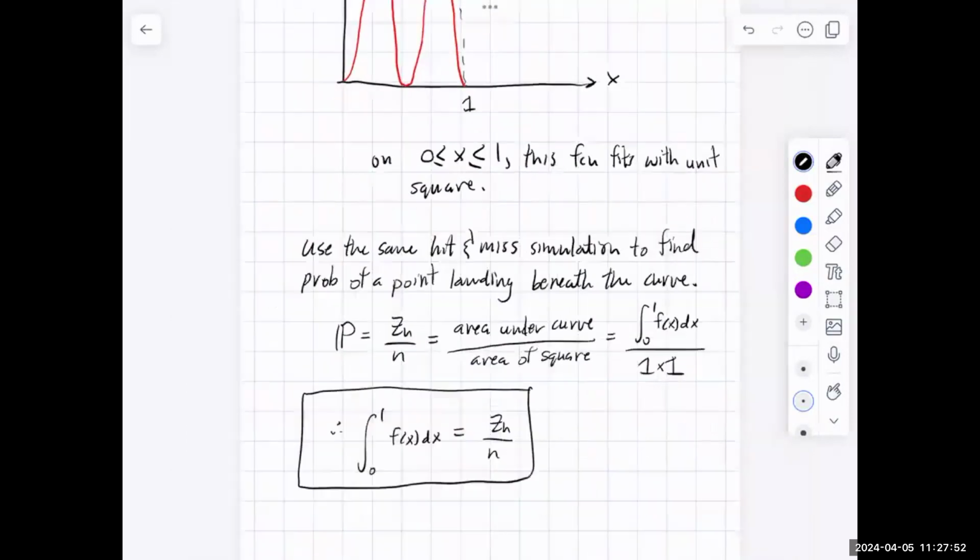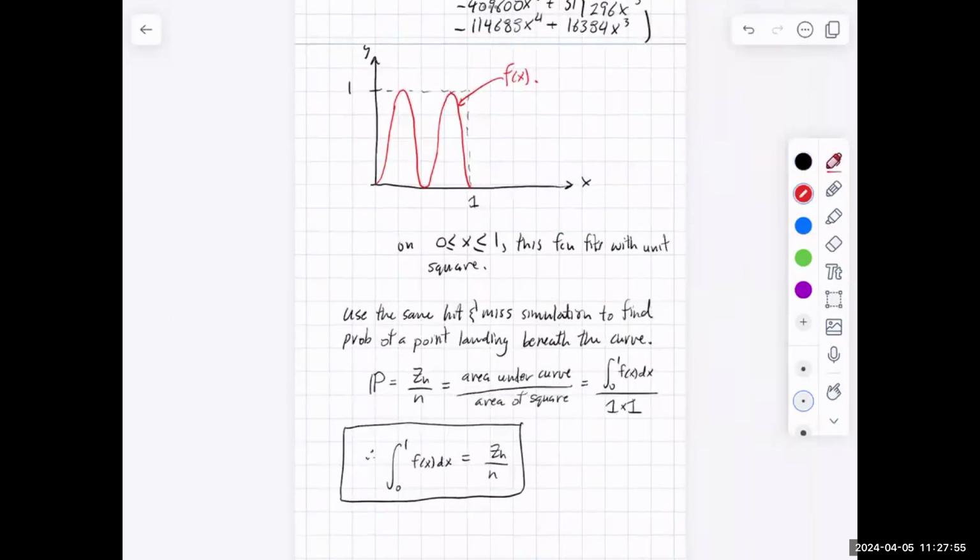So if we were to actually implement that, our hits we'll color red, and those are the points that fall underneath the curve somewhere. Okay, so these are going to be hits. And then we're going to have points that land in our square, but not under the curve. And so those ones are going to be our misses. And so these are misses.